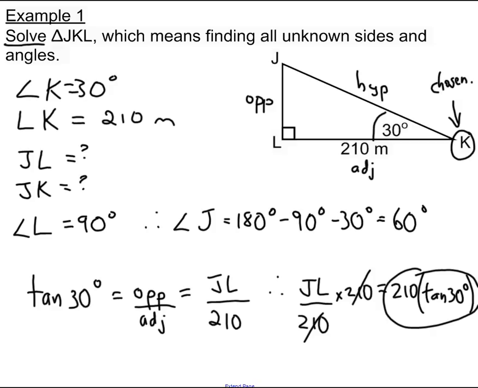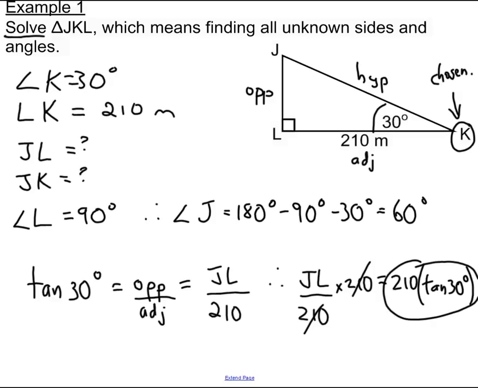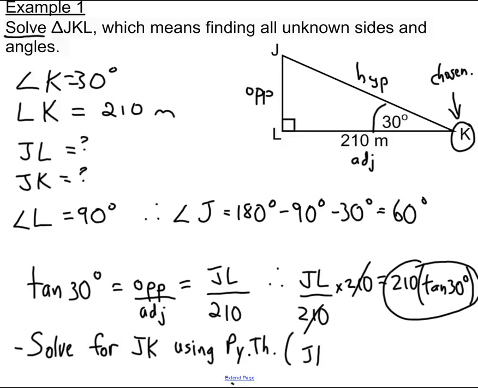Once we have that done, we should be able to solve for JK using Pythagorean theorem. And that would look something like this. JK squared equals JL squared plus LK squared. Okay, and we've gone over examples like that before, so I'll leave that with you. Okay, let's move on to the next example here.